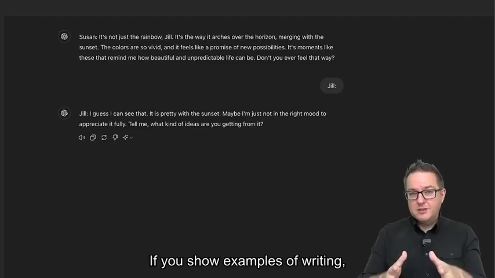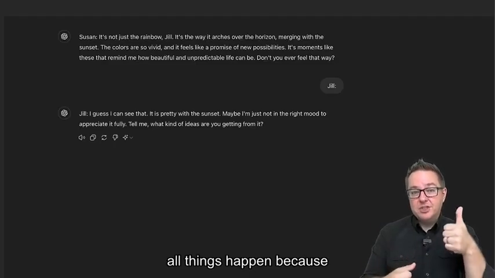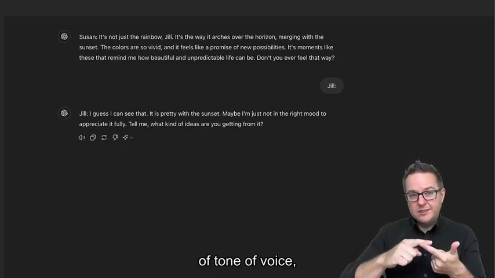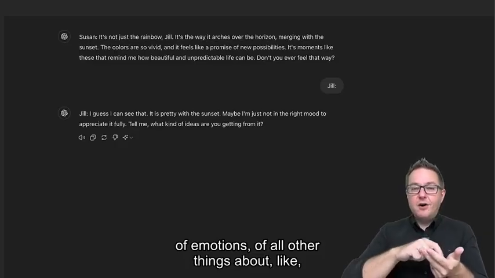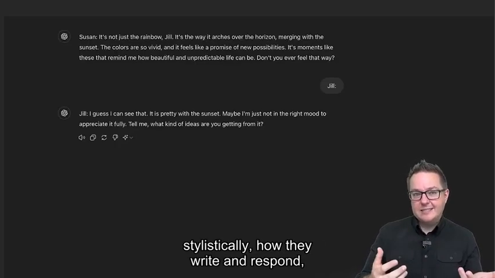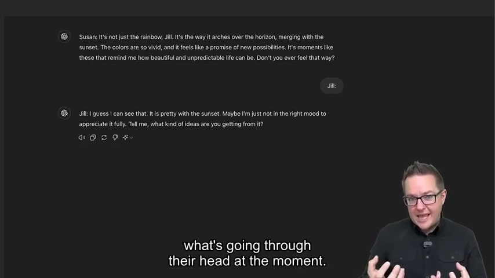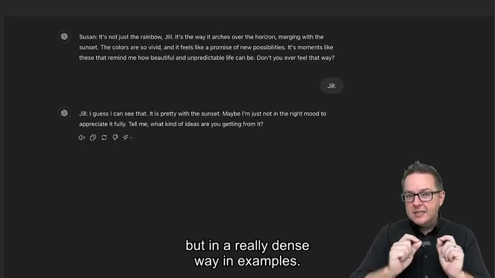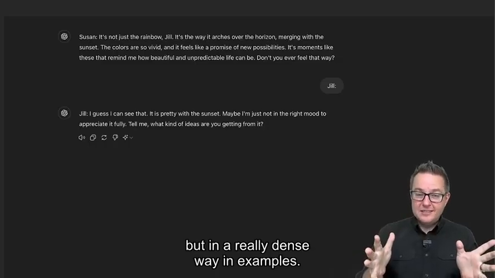If you show examples of writing, all kinds of things happen because you're giving examples of word choice, of tone of voice, of emotions, of all kinds of other things about stylistically how they write and respond, what's going through their head at the moment. You're capturing all this information, but in a really, really dense way in examples.